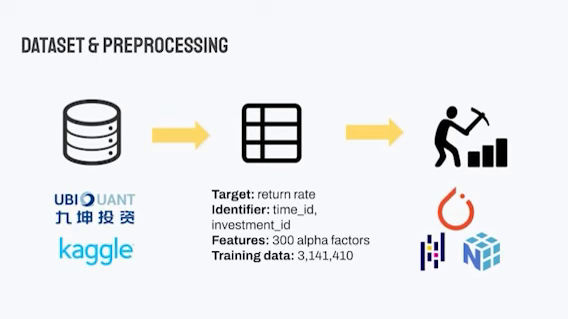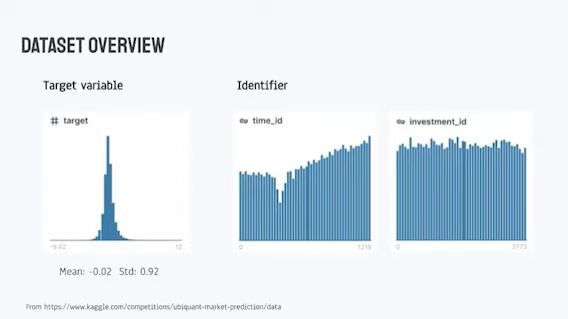Our dataset is from the Kaggle competition held by Ubiquant Investment Company. There are more than 3 million training data, including one target variable, which is the investment return rate, two identifiers, time ID and the investment ID, and also 300 features that are used to predict investment returns. Here is the overview of our dataset.